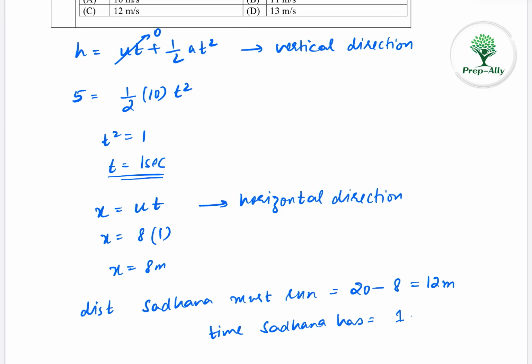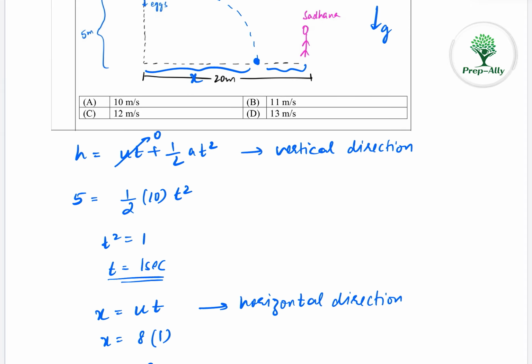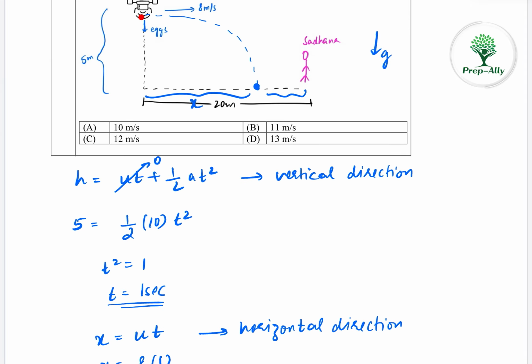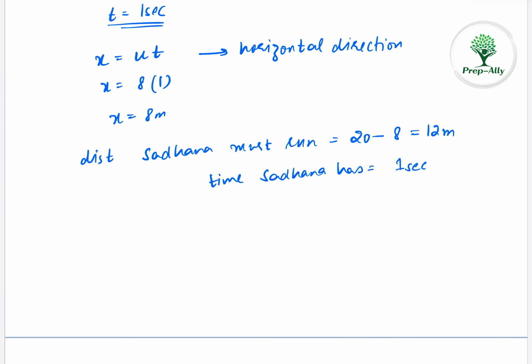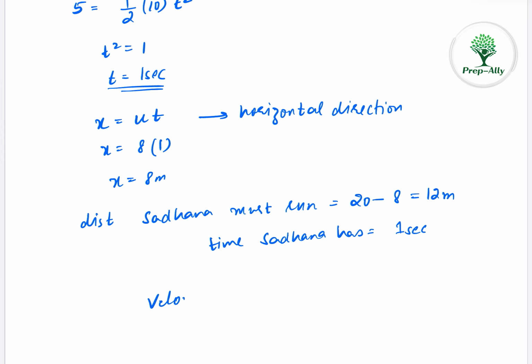is just 1 second. So you see here, while the eggs take 1 second to fall here, Sadhana must reach this point in that 1 second. So for that, the velocity of Sadhana is supposed to be how much distance she must cover and in how much time she will cover that distance. So it has to be 12 meter per second.